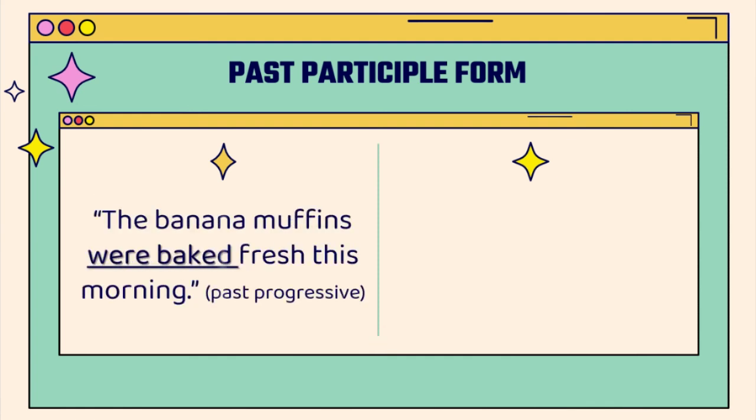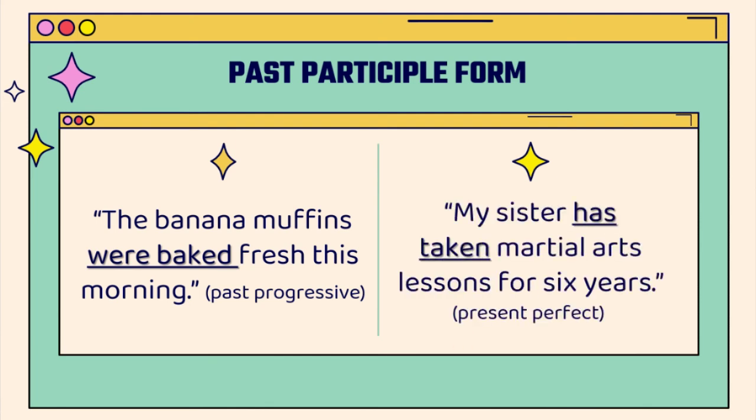Other examples are, the banana muffins were baked fresh this morning. This sentence is a past progressive tense. It conveys that an ongoing action in the past has been completed. My sister has taken martial arts lessons for 6 years. This sentence is a present perfect tense. The action has taken occurred in the past. We are going to discuss the tenses of verbs in our next meeting.